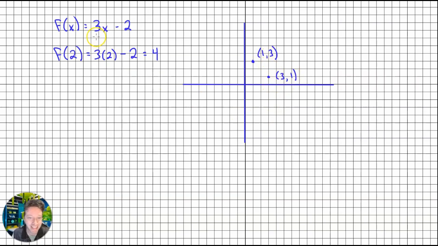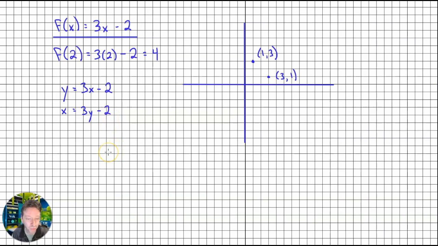Now we can do the same thing to be able to find the inverse function. So let's look at our original function. I'm going to write this as y. So y equals 3x minus 2. And then I'm going to swap the x and the y. So I'm going to write y as x, and then I'm going to write x as y.